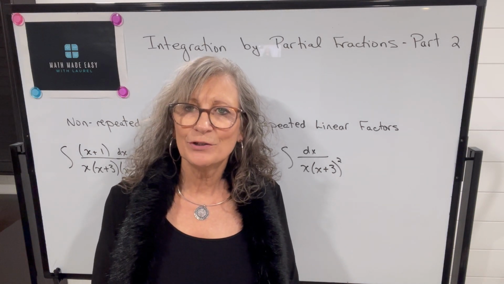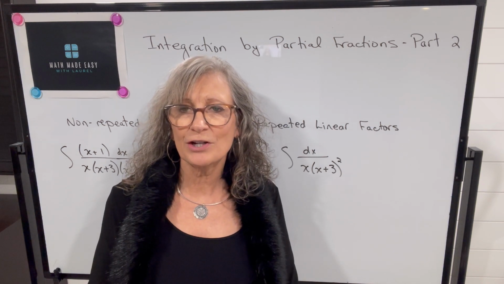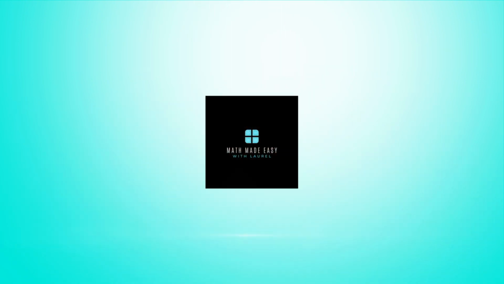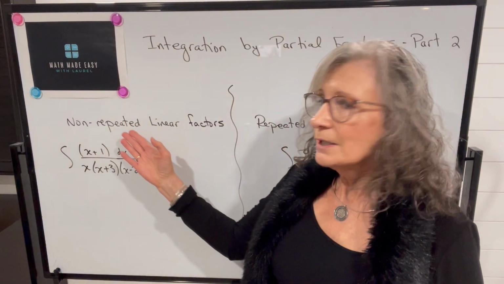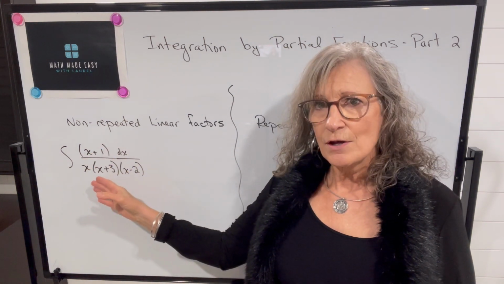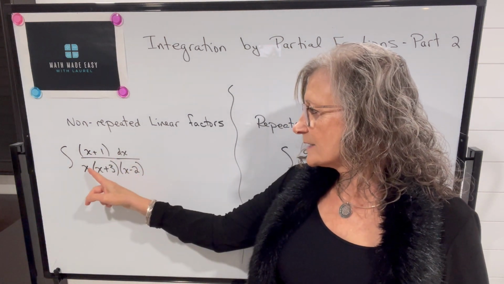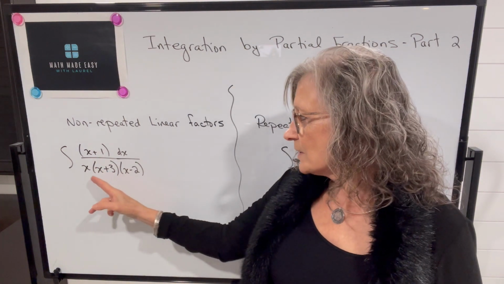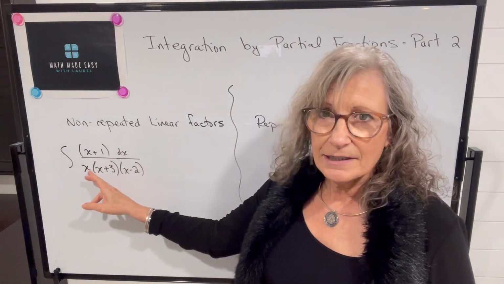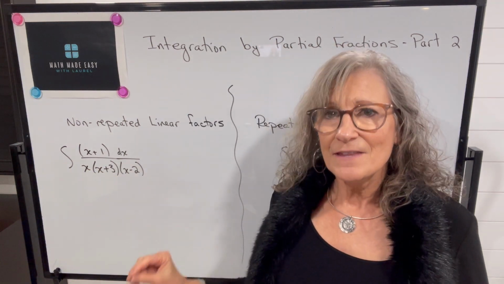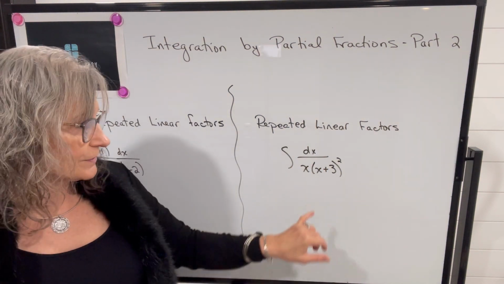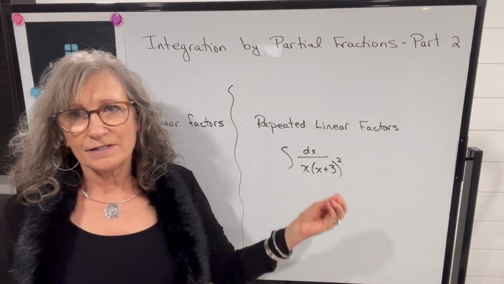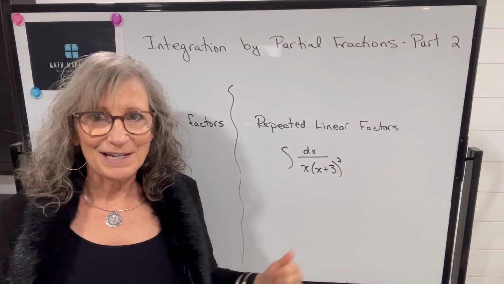I'm Laurel, and in this video, we're going to talk about integration by partial fractions, part two. In my previous video, I talked about finding integrals of rational functions when you could factor the denominator into linear, non-repeated factors. So each of these is a unique factor, and each of them is a linear factor. In this video, we're also going to do linear factors, but we're going to do repeated linear factors. So in this case, the factor of x plus 3 is squared, so it's repeated. So let's get right into it.